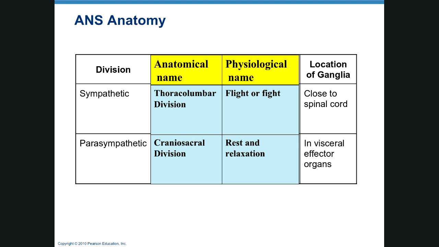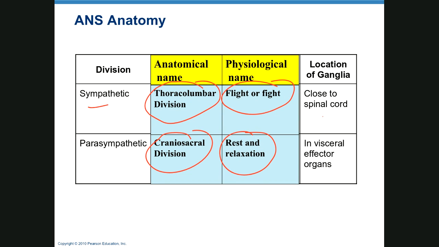Okay, so sympathetic, anatomical name, thoracolumbar division, physiological name, flight or fight. I will go into this in just a second. Parasympathetic, anatomical name, sacral, physiological name, rest and relaxation. The sympathetic ganglia is located close to the spinal cord. The parasympathetic ganglia is located close to the effector organ. And I'll show you a picture here of that.